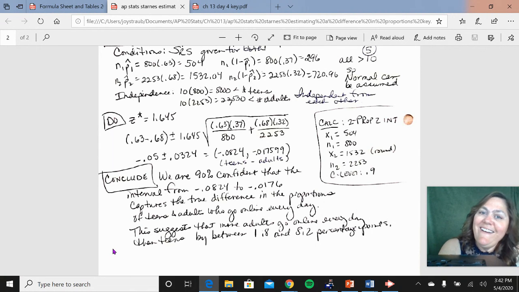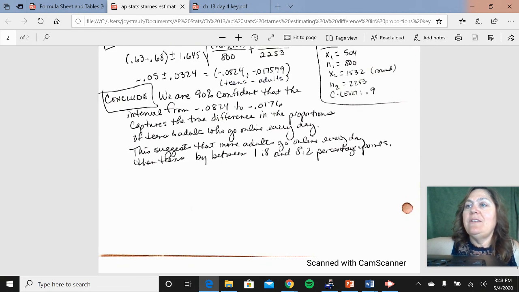Our conclusion: we are 90% confident that this interval captures the true difference in the proportions of teens and adults who go online every day. What does this mean in context? It suggests to us that more adults go online every day than teens, by between 1.8 and 8.2 percentage points, which is very interesting. But a lot of adults have to work all day on the computers. And so my theory when I saw this data was it could have a lot to do with the work. Although if it was summertime, maybe we'd see more teens on. I don't know. But there you go.